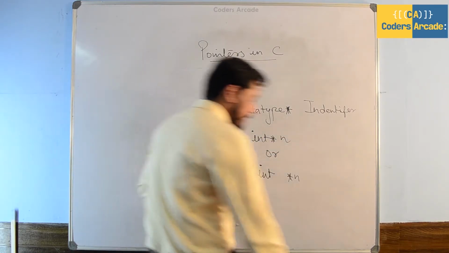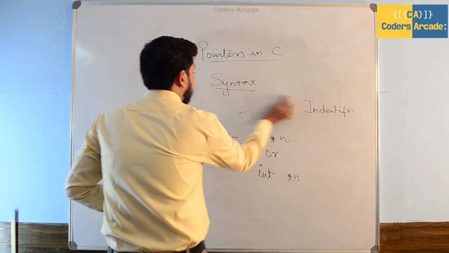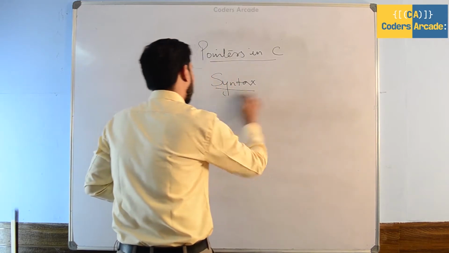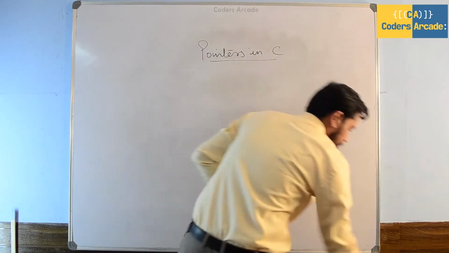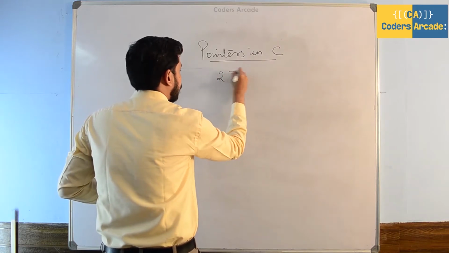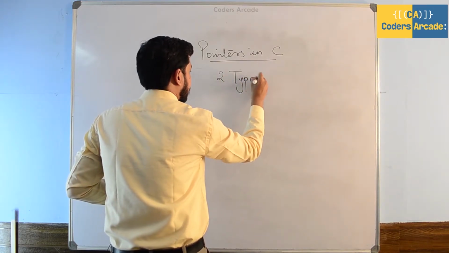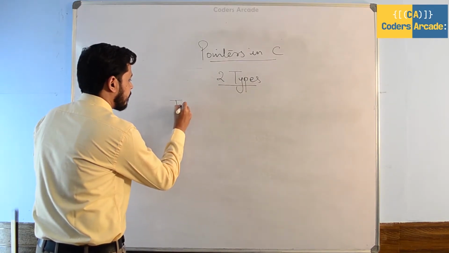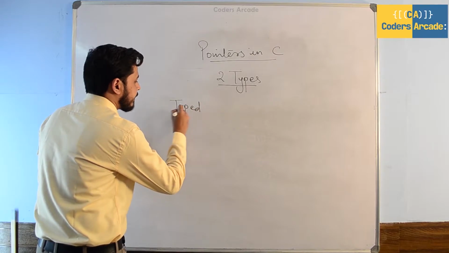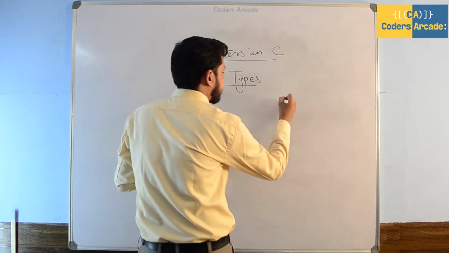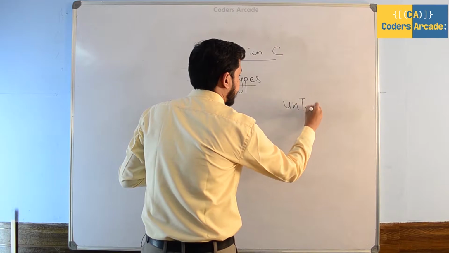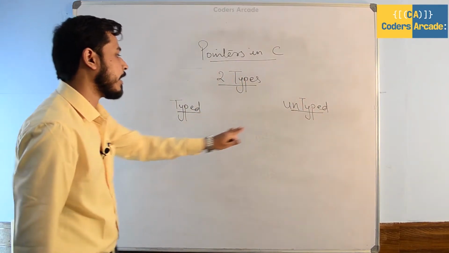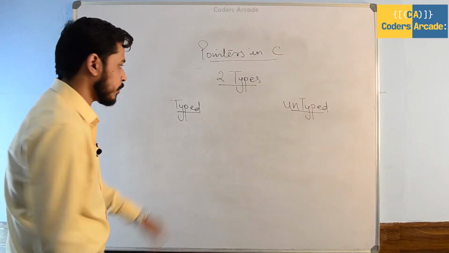So now let's see the different types of pointers. There are only two types of pointers. The first type is the typed pointer, and the second one is the untyped pointer. Now what is the difference between typed and untyped pointer? Let me explain.